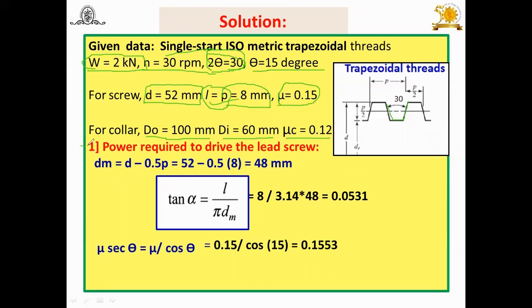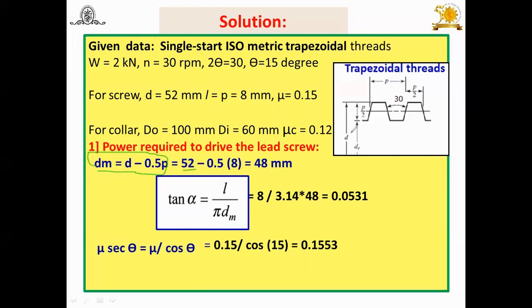Now let us see power required to drive the lead screw. It's very simple again. First of all, always find out the minimum data required for this. The dm is equal to, again this relation you know very well, d minus 0.5 p, again applicable to trapezoidal, acme, square ones. The d is equal to 52. Then 52 minus 0.5 into pitch, you will get 48. Then tan alpha is equal to L upon pi dm. Dm is equal to 48. Lead is equal to 8. You will get the alpha. For tan alpha I have written, you can find out the alpha helix angle.